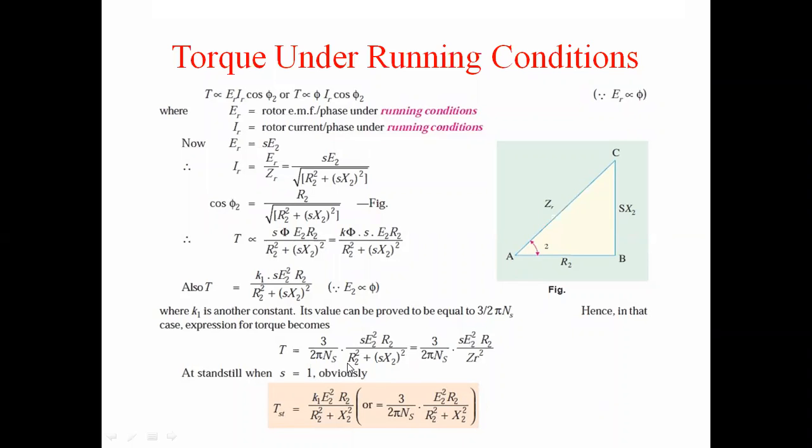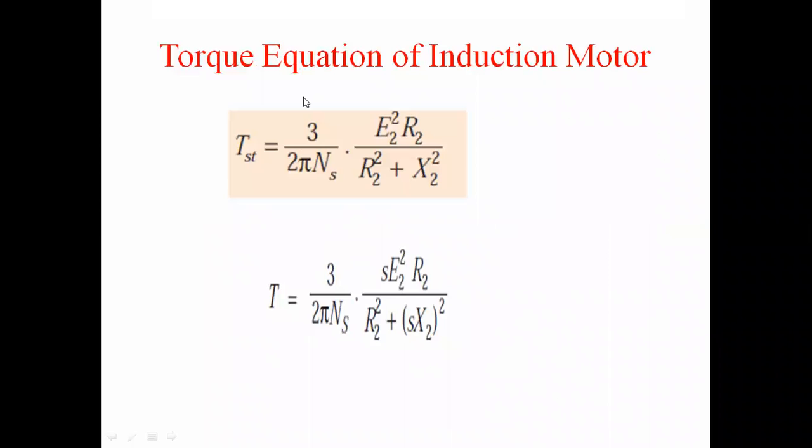This formula belongs to the starting torque. As we see, the starting torque of an induction motor is TST equals 3 divided by 2 pi ns into E2 square R2 divided by R2 square plus X2 square.